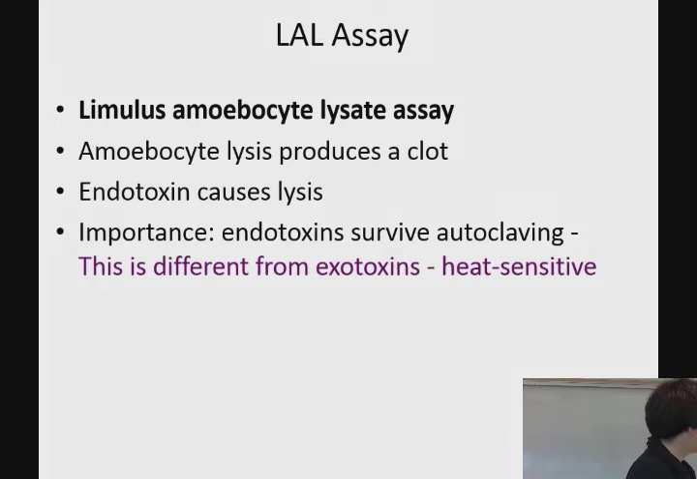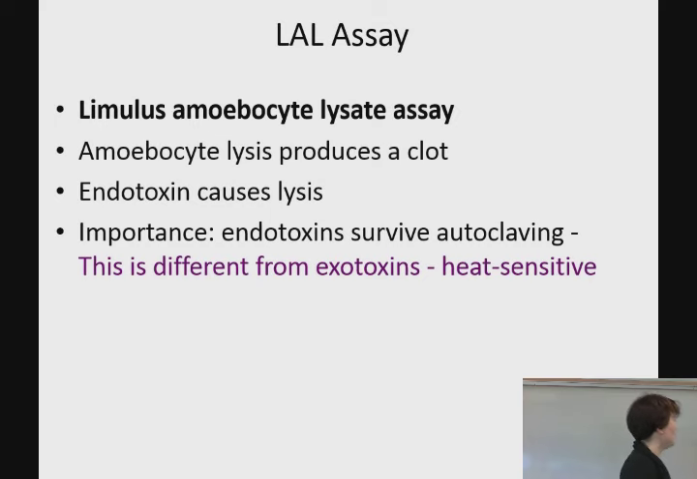Now, something that I want to mention is that the reason that people do this is because endotoxins survive autoclaving. So that means that if you are trying to sterilize something by putting it in the autoclave, you can kill the bacteria, right? But that isn't going to kill endotoxins because they're still present. It kills the bacteria. The bacteria is not functional anymore, but the component of the bacteria that could cause you a problem could still be there. So you would take whatever material you're trying to test and put it through this assay to make sure there's nothing.